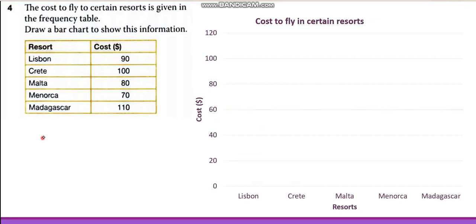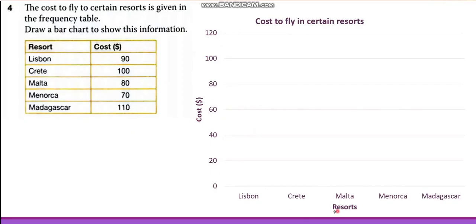In question number 4, it says the cost to fly to certain resorts is given in the frequency table. Draw a bar chart to show this information. Again, we need to show this information in the bar graph. So first of all, in the bar graph, we need to decide the spacing or step size. So here the maximum value was 110. So the step size is 20 in my graph, and the maximum value that I have shown is 120. So this is the reasonable graph that I can fit in this space.